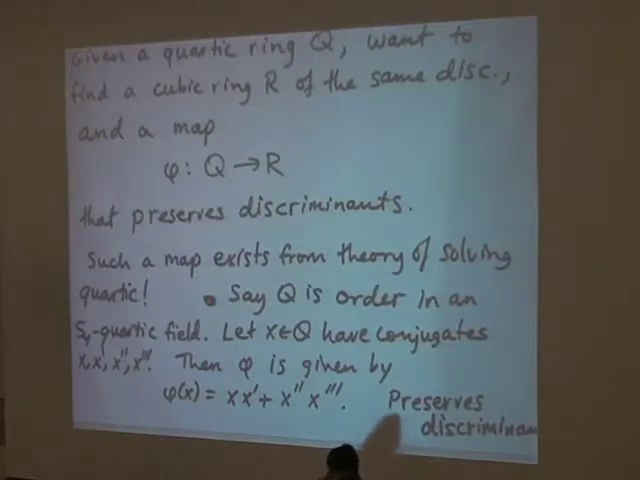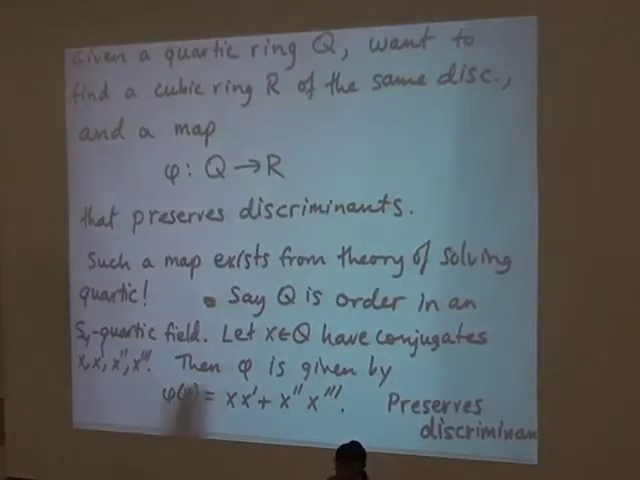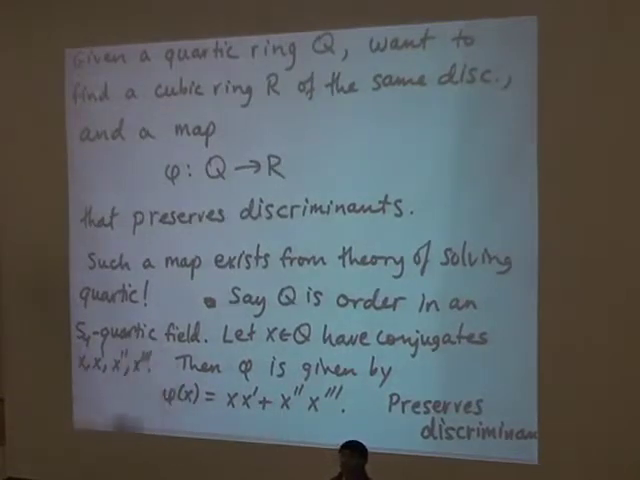And I hope you all did this exercise, that it preserves discriminants. If you take the product of the pairwise differences of the three conjugates of this, you get exactly the product of the pairwise differences of these four conjugates. So that's something very pretty, and it's something we can use to try to parametrize quartic rings.